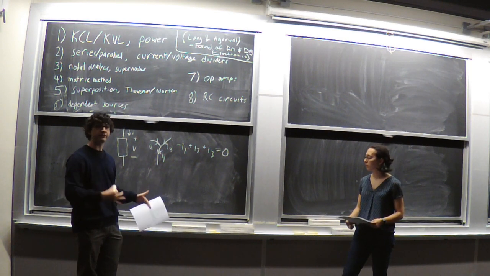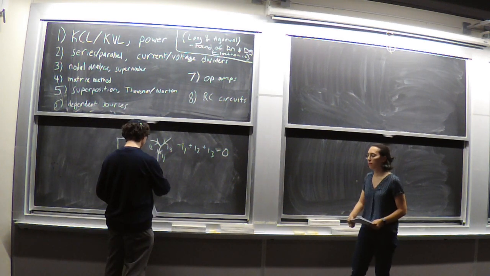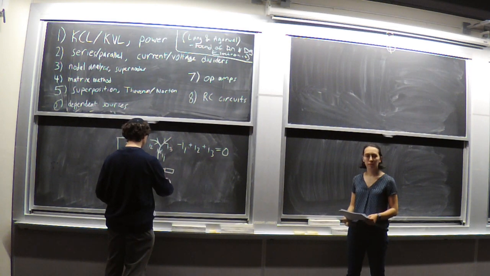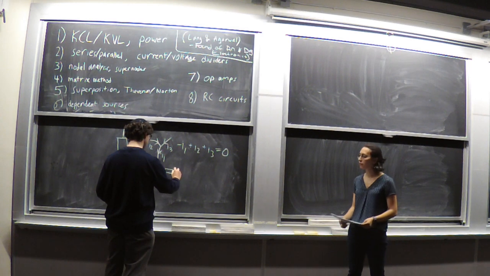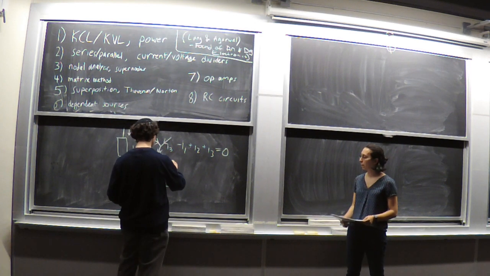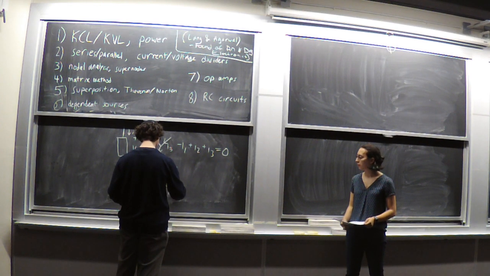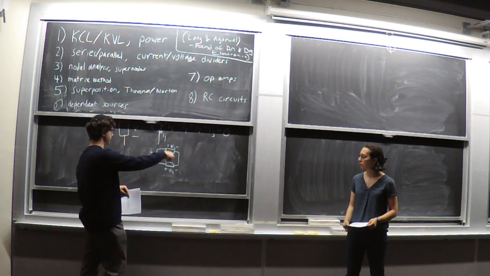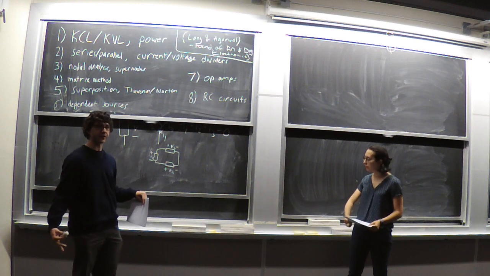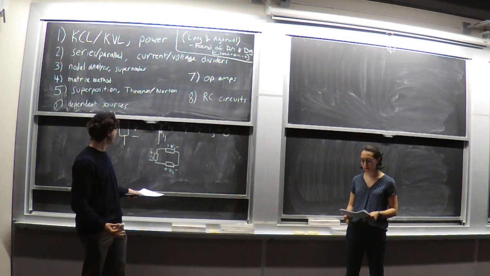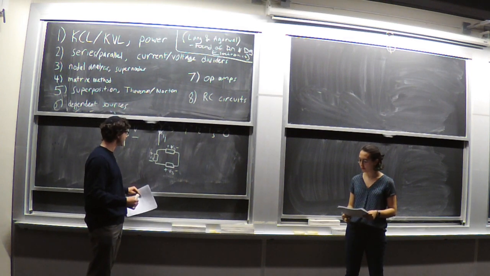For KVL, that is around any loop. If we have some set of components, it can be any number of components. What's key is that they form some closed loop. Then if we have V1 across one component and V2 across another component and V3 across another, then the total voltage around that loop is going to add up to 0, because voltage is always a differential reading, so if you get back to the place you started, you've got to be at 0.